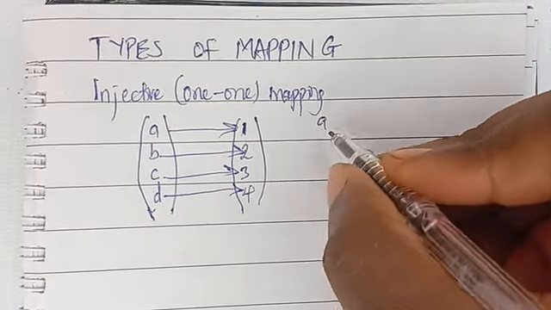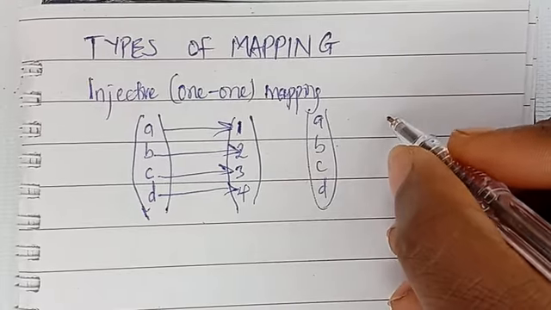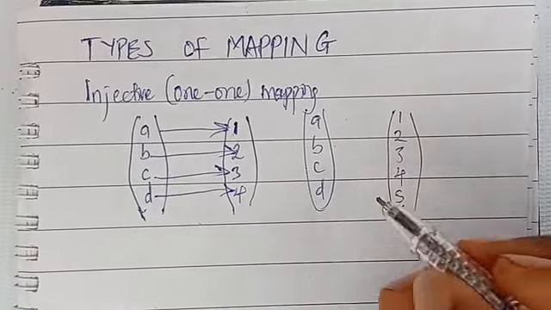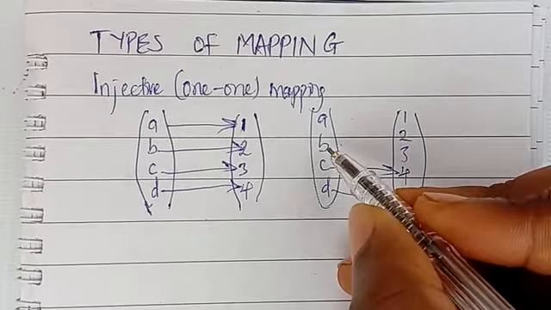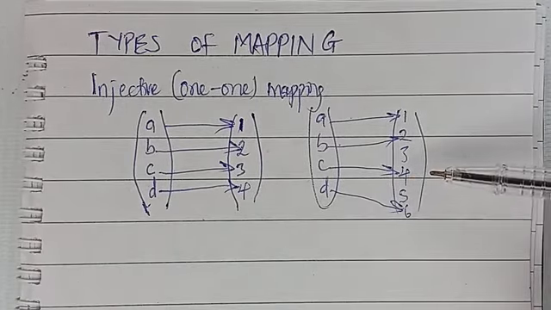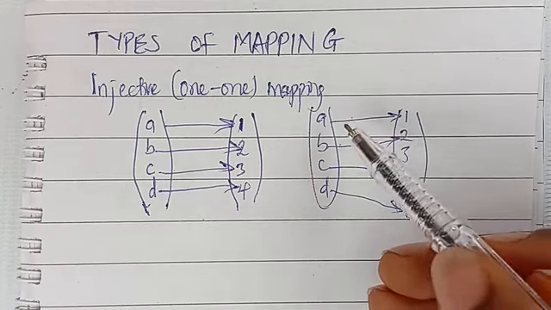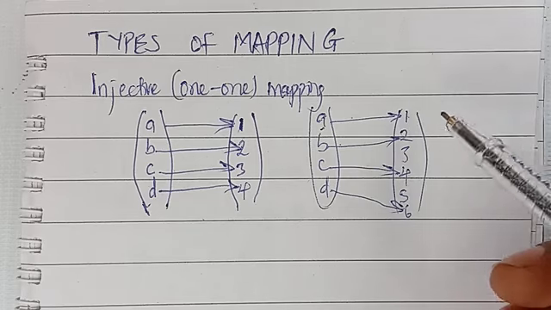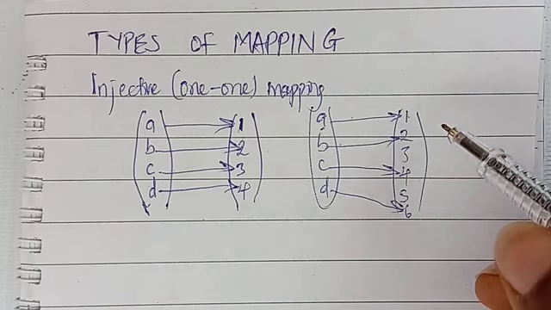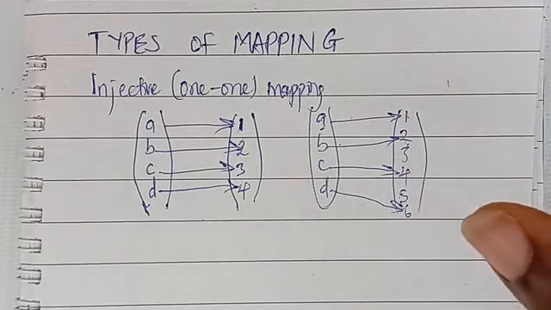Now you might also see something like this: A, B, C, D as the domain, and the codomain made up of 1, 2, 3, 4, 5, 6, and then we see something like this. This is still a one-to-one or injective mapping, because the rule is that every member of the domain is mapped to its own unique member of the codomain or range set. The ones that are not mapped to anything don't matter.